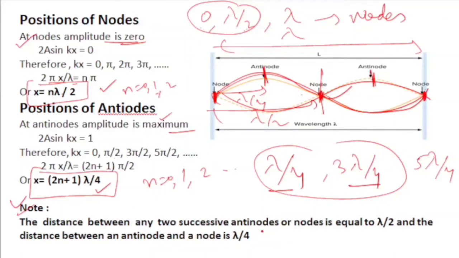The distance between any two successive antinodes or nodes is always equal to lambda by 2. And the distance between a node and an adjacent antinode is always lambda by 4. You must remember these two points. Very, very important about stationary waves.